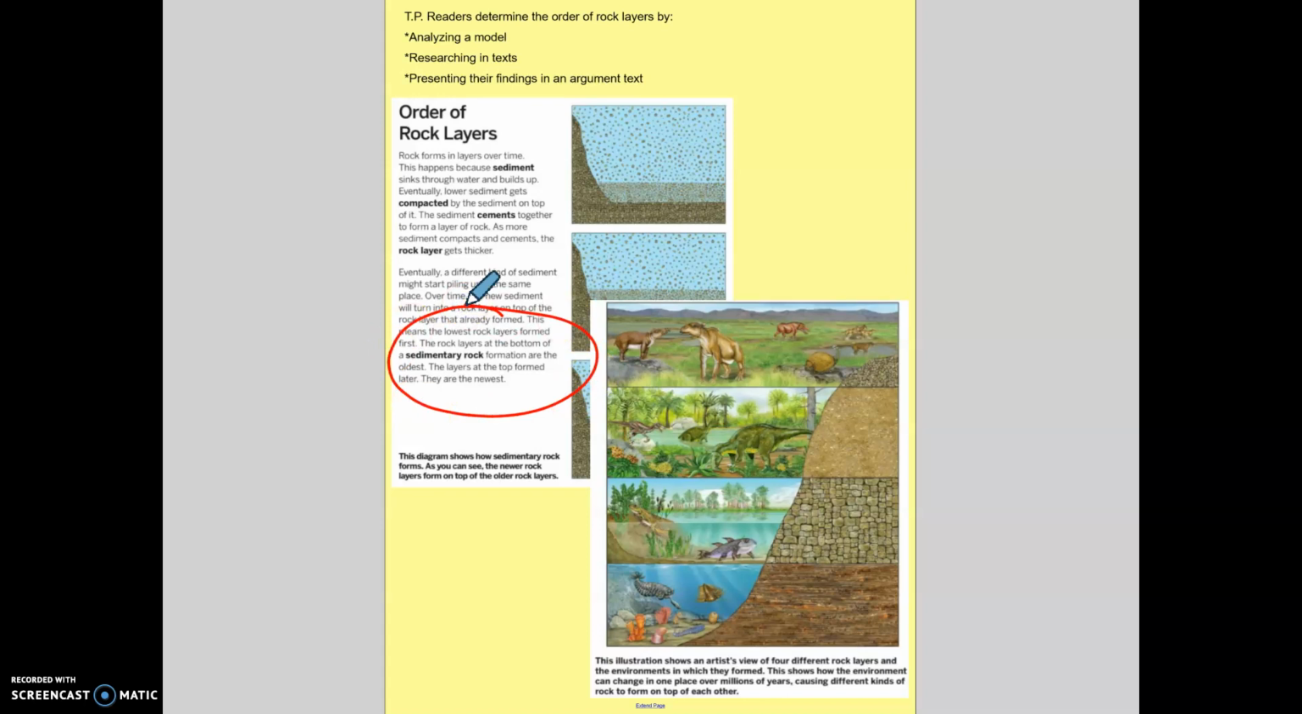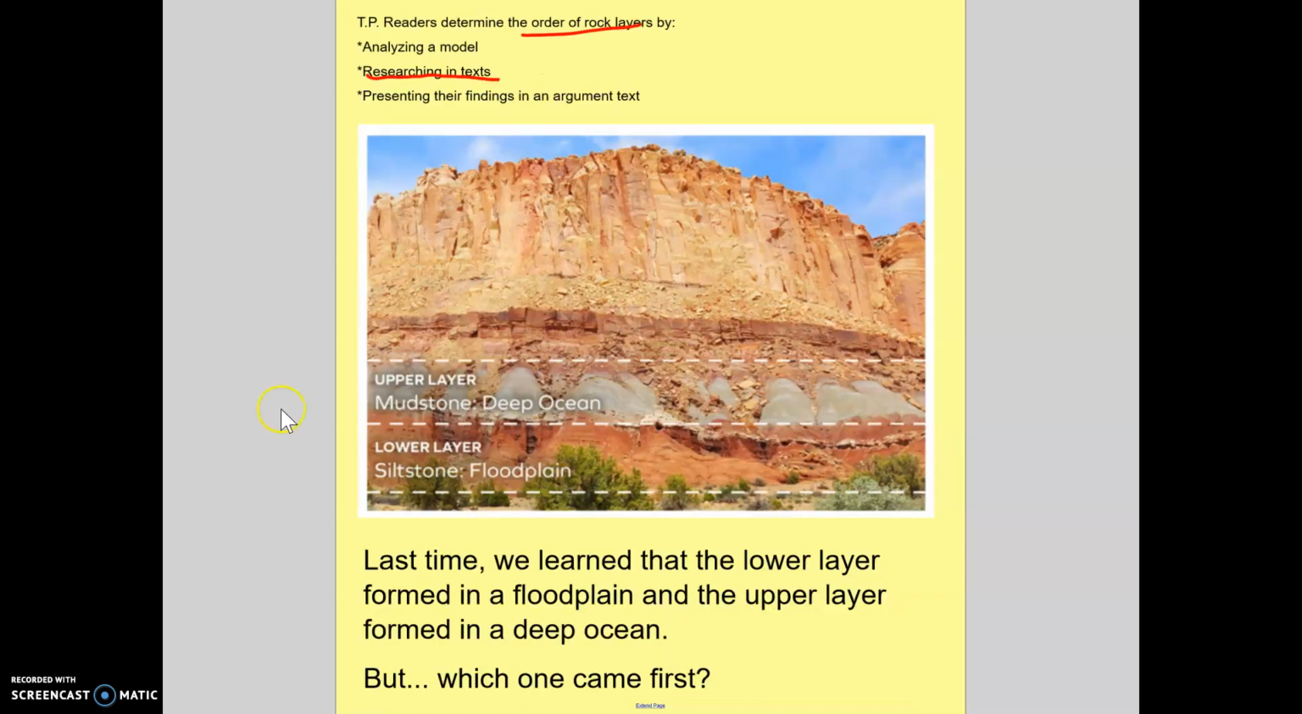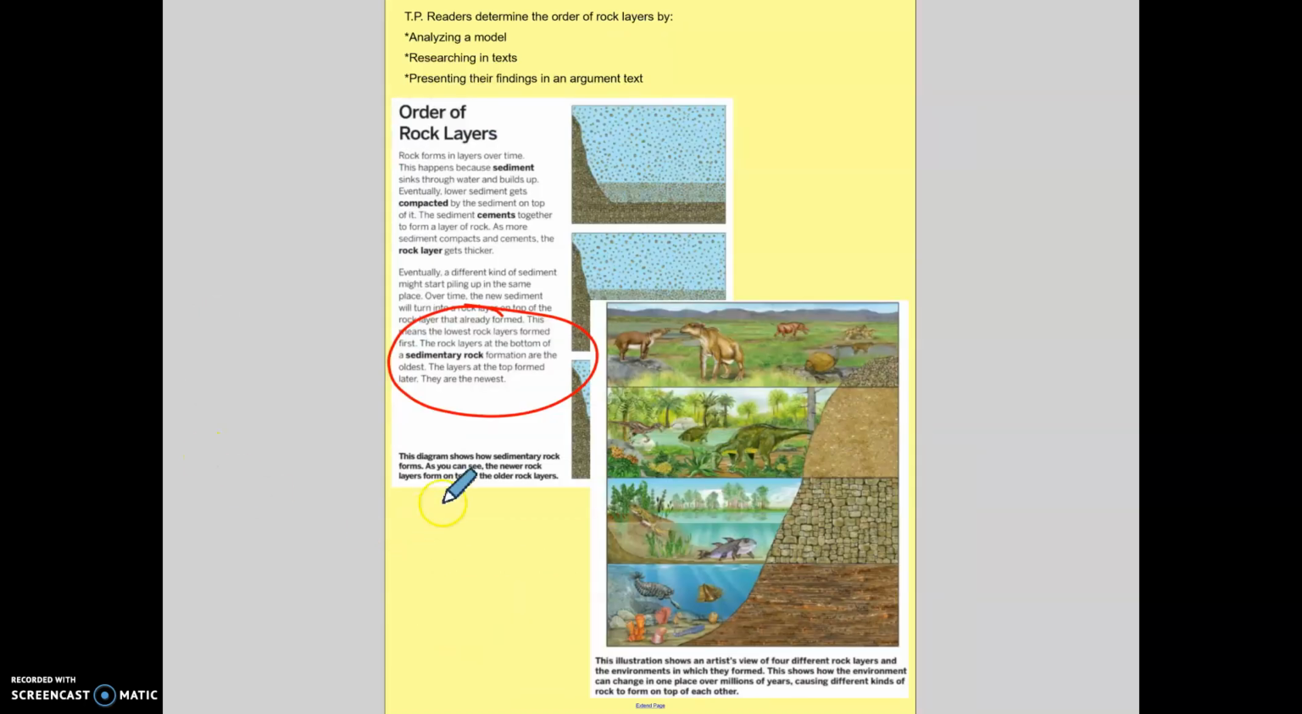All right, guys, this is super important because this tells us that in Desert Rocks National Park, the lower layer formed first. So first, it was a floodplain, and then later in time, it was a deep ocean. All right, now let's look at the caption here. It says, this diagram shows how sedimentary rock forms. As you can see, the newer rock layers form on top of the older rock layers.